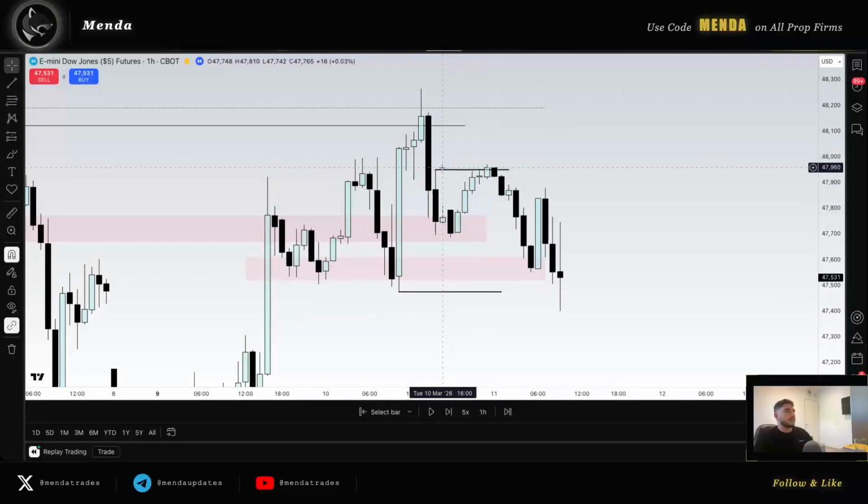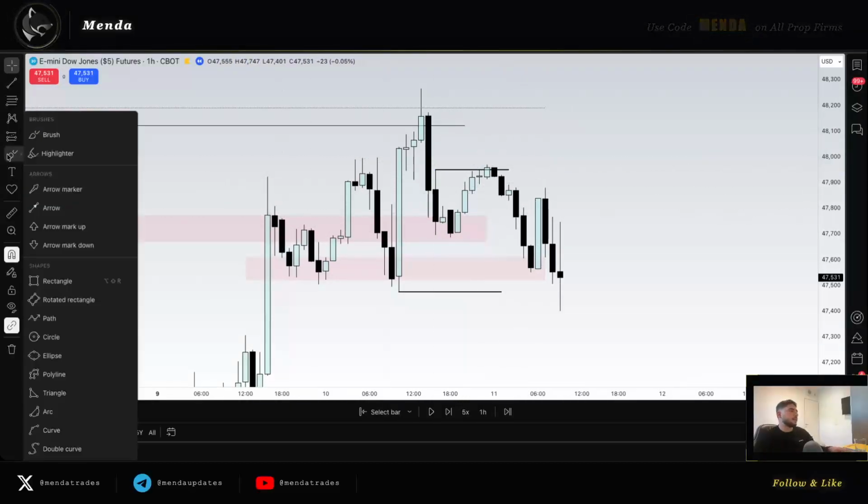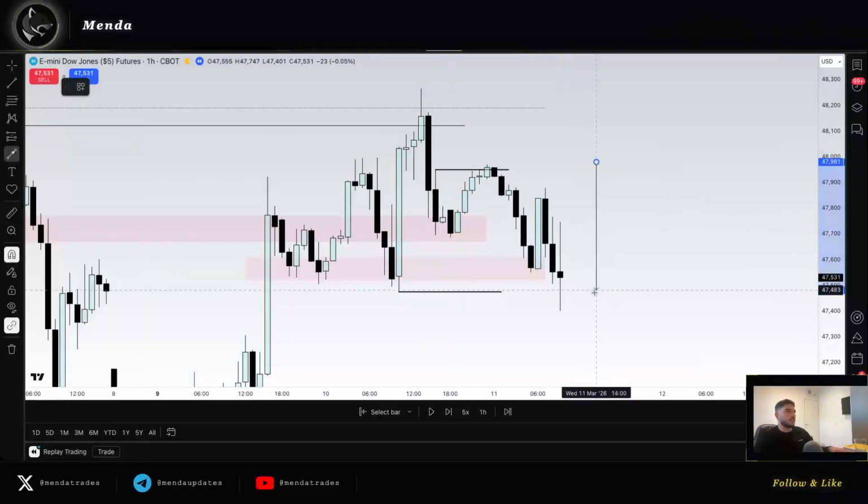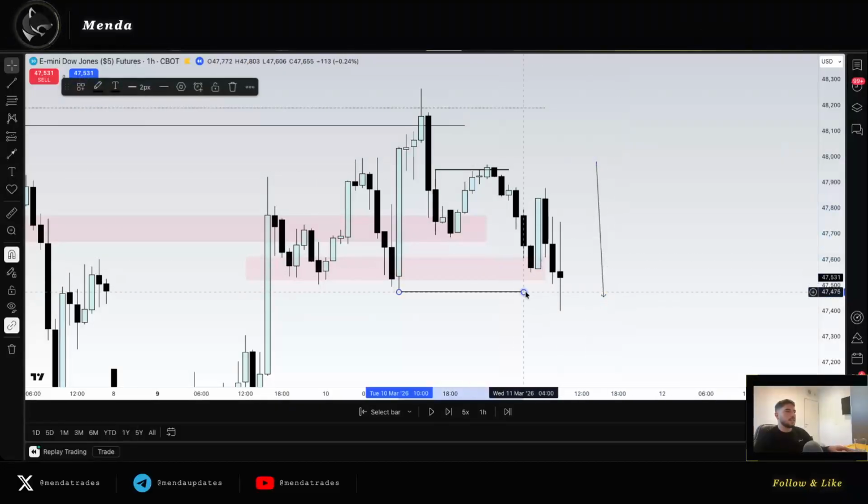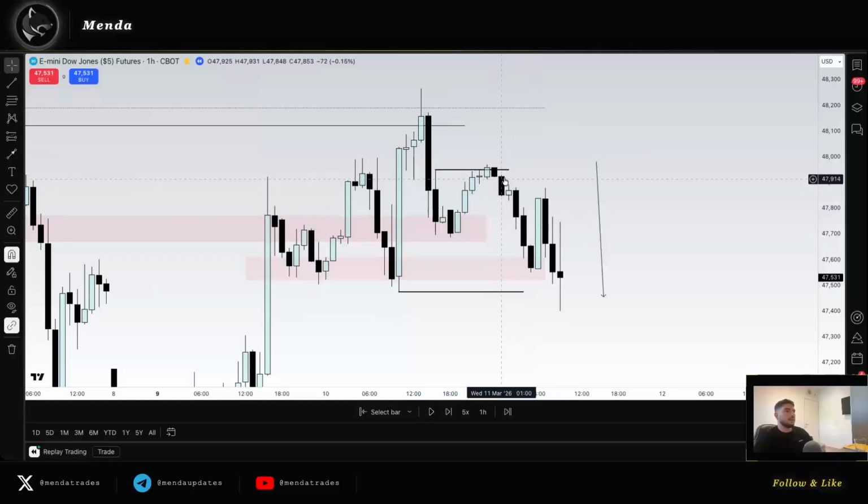So after getting into this FVG, I'm expecting price to deliver towards the sell side. So this is our sell side. And as you see over here, price goes down and returns back to this support.